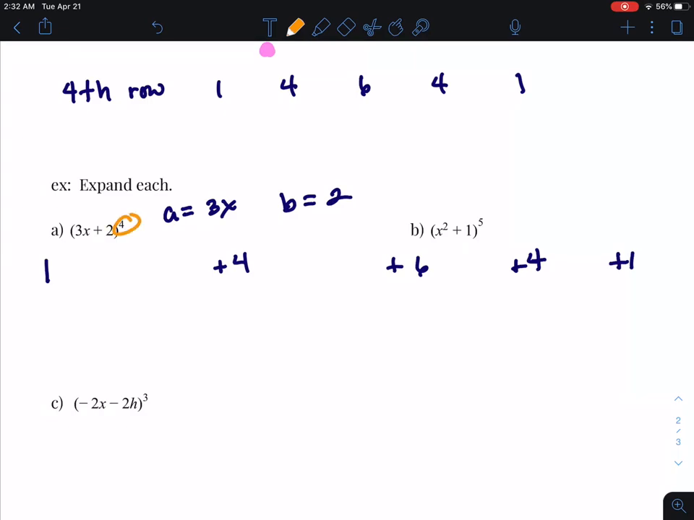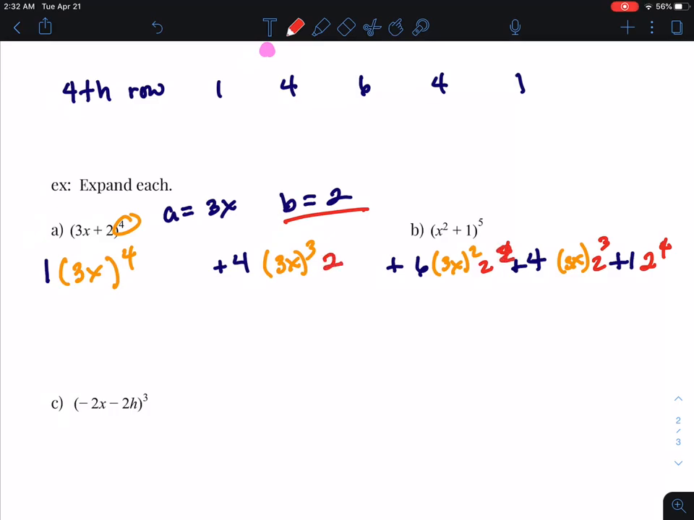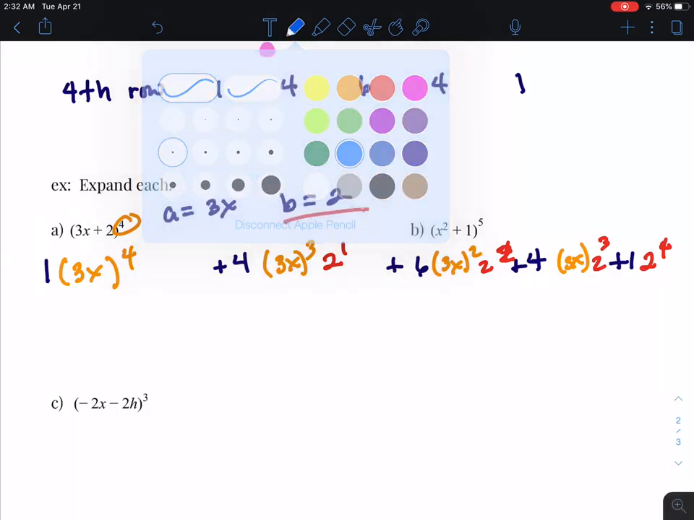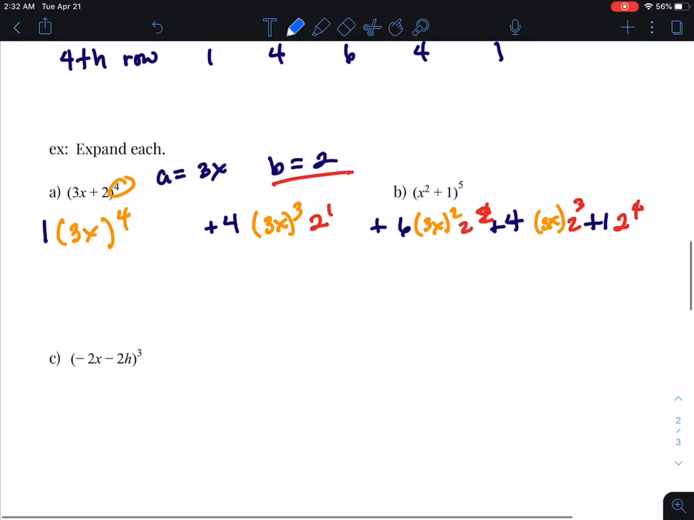Our exponent is 4. So we've got 3x to the 4th, 3x cubed, 3x squared, 3x, and of course 3x to the 0 is just 1. Come around here, these are B, and I'm just going to go backwards. So it's going to be 2 to the 4th, 2 cubed, 2 squared, 2 to the 1st, and of course 2 to the 0 is just 1.